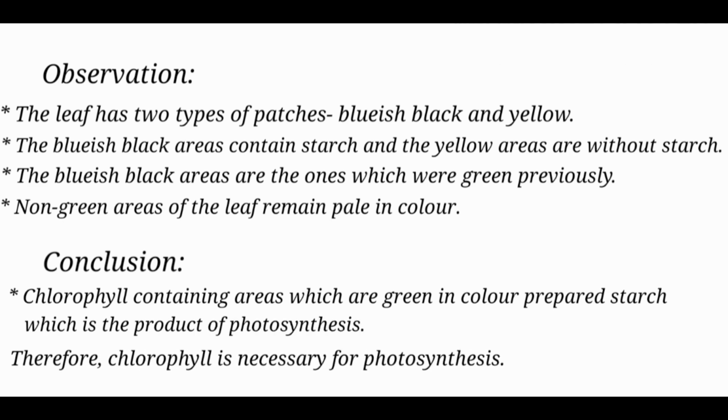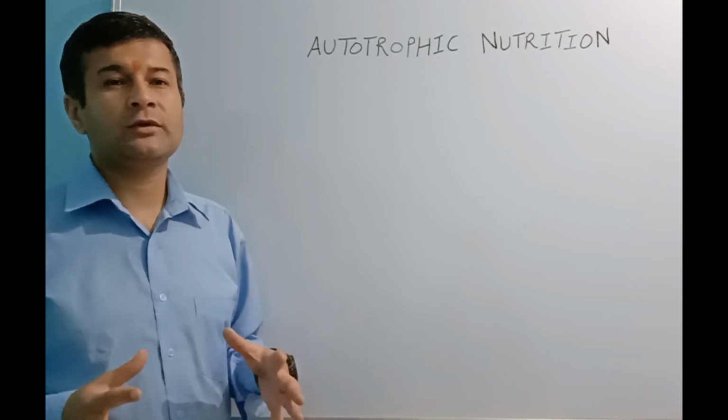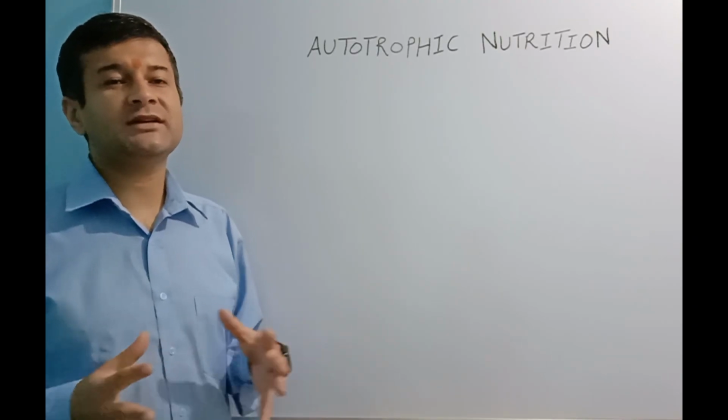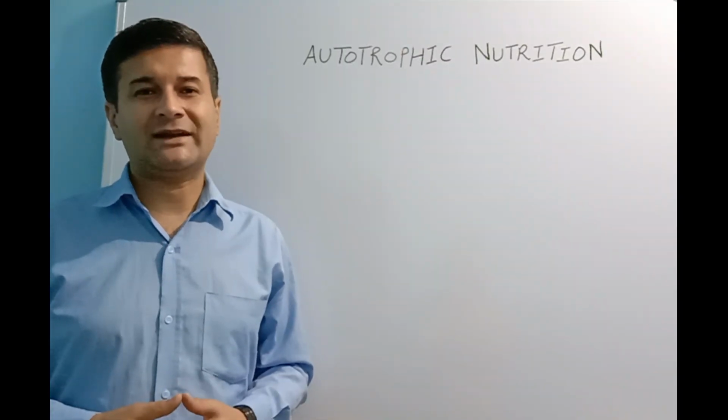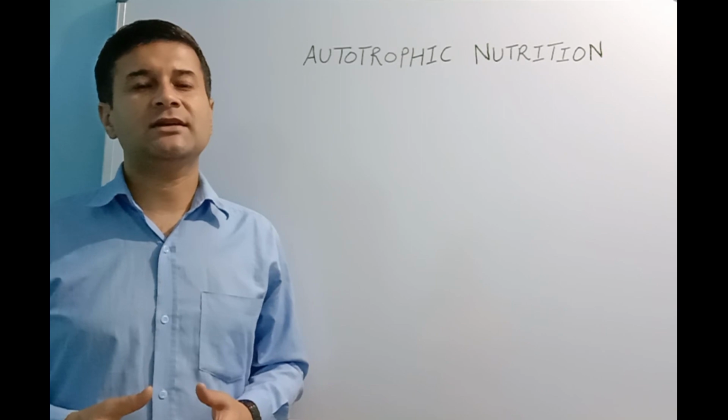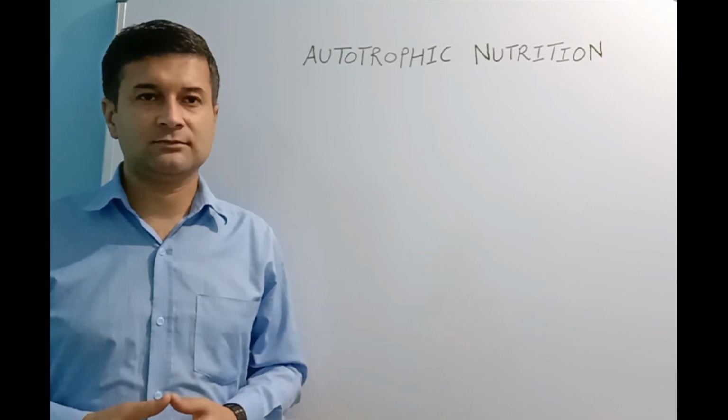Therefore, chlorophyll is necessary for photosynthesis. So we can conclude that chlorophyll is necessary for photosynthesis. Let us perform one more activity to show carbon dioxide is necessary for photosynthesis.